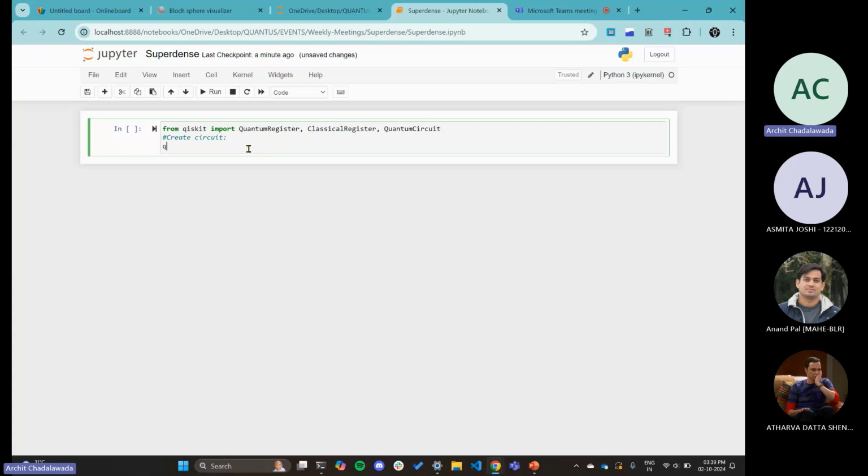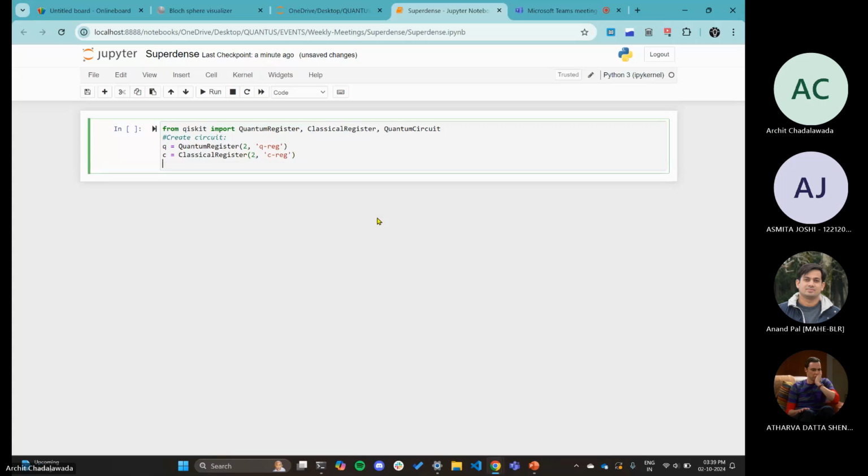So first, I'm going to create a quantum register called Q, which is a quantum register of 2 qubits. And I'm going to give it a name, so let's say QReg. And C is our classical register, consisting of 2 classical bits, and I'm going to call it CReg. Then I can create a quantum circuit called QC using this quantum circuit class by Qiskit, consisting of the quantum and classical register.